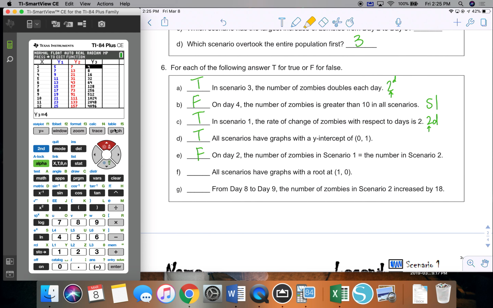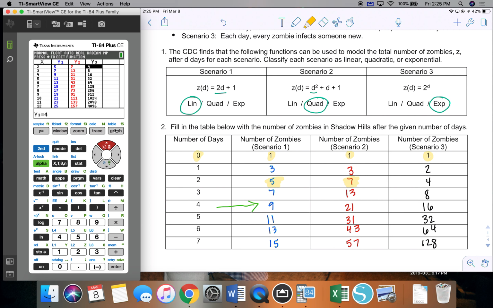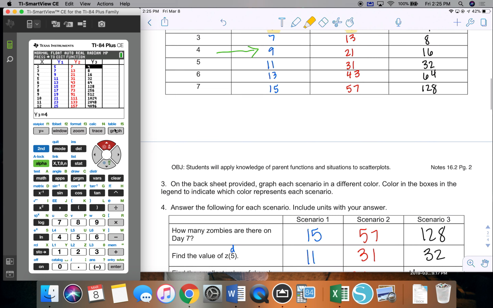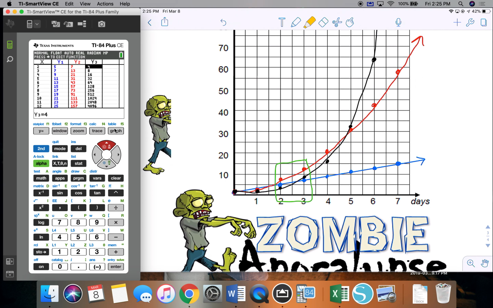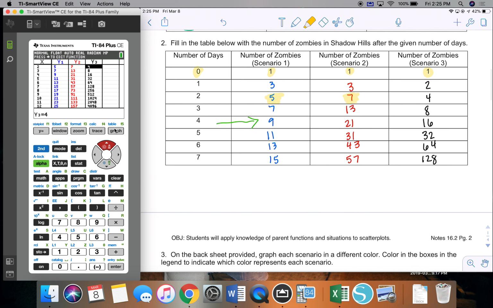All scenarios have a graph root at 1, 0. So when x is 1, y is 0. That is not true. If we look right here, when x is 1, y is not 0. Sorry, you could have seen that from the graph. So when x is 1, y is 3, 3, and 2.